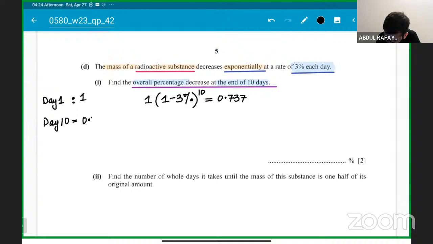और डे टेन पे मास हो गया डिक्रीज हो के एक्सपोनेंशियली 3% डिक्रीज हो के वो 0.737 ग्राम्स बन गया है। डे टेन पे डिक्रीज हो के, 10 डेज के लिए 3% रेट पे वो डिक्रीज हो रहा था। क्वेश्चन ये नहीं कह रहा, आंसर 0.737 नहीं है। हमें ये अंडरस्टैंड करना है कि परसेंटेज कितना डिक्रीज आया, परसेंटेज पूछ रहा है। तो स्टूडेंट्स नीड टू अंडरस्टैंड कि बेसिकली आपका परसेंटेज का कॉन्सेप्ट टेस्ट कर रहा है। तो परसेंटेज कैसे निकालते हैं स्टूडेंट्स?